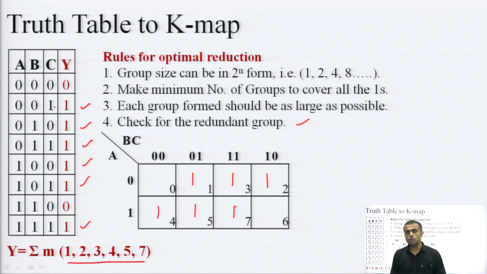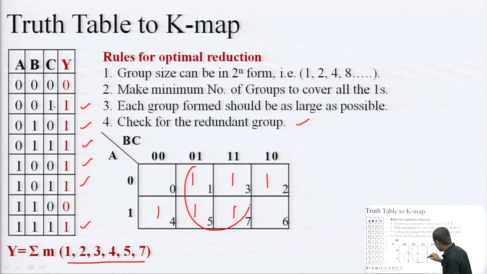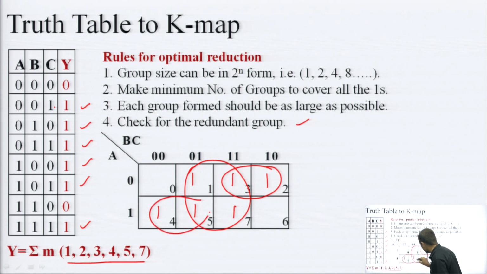That means, whether or not all my groups are required, there might be a possibility that a group might not be required at all, because all the ones are already covered by the other groups. This thing we will check when we will be covering the questions. So, if I check this, I can see that there can be a quad here. Then to cover this, I can have a single one or I can have a group. Similarly, for this as well, there can be a group. So, there is one quad and 2 pairs. Okay. So, 1 quad and 2 pairs.